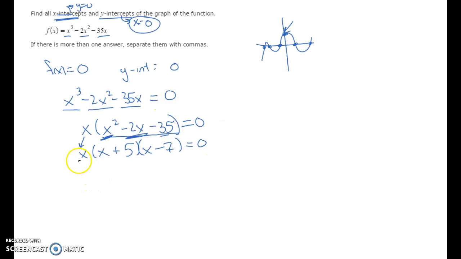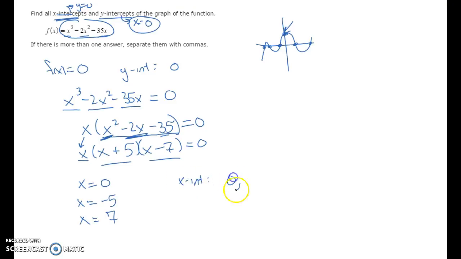And then if I set each part of this equal to 0, I'll find the values that make this equal 0. So that'll give me the x-intercepts. So the x-intercepts are going to be at 0, at negative 5, and at positive 7. So my x-int: 0, negative 5, 7, and my y-int is going to be at 0.